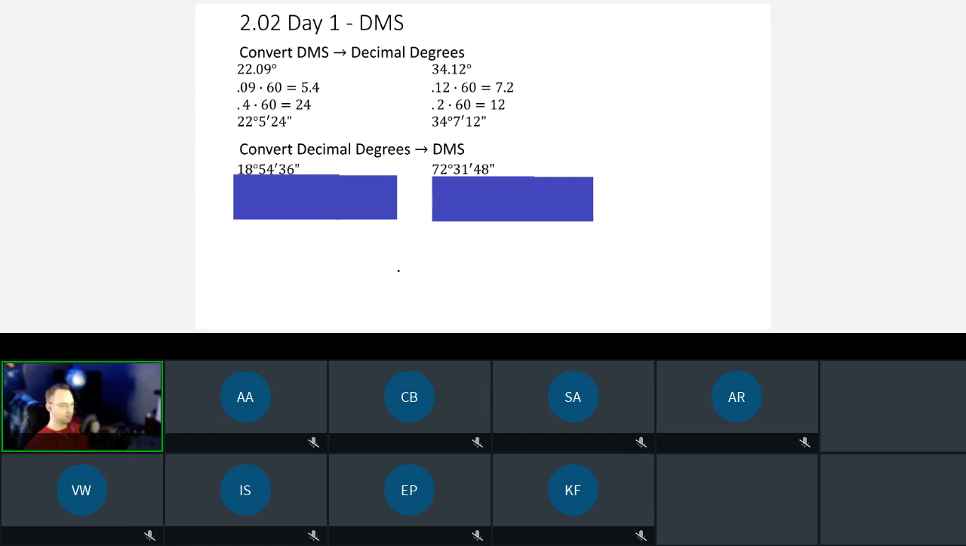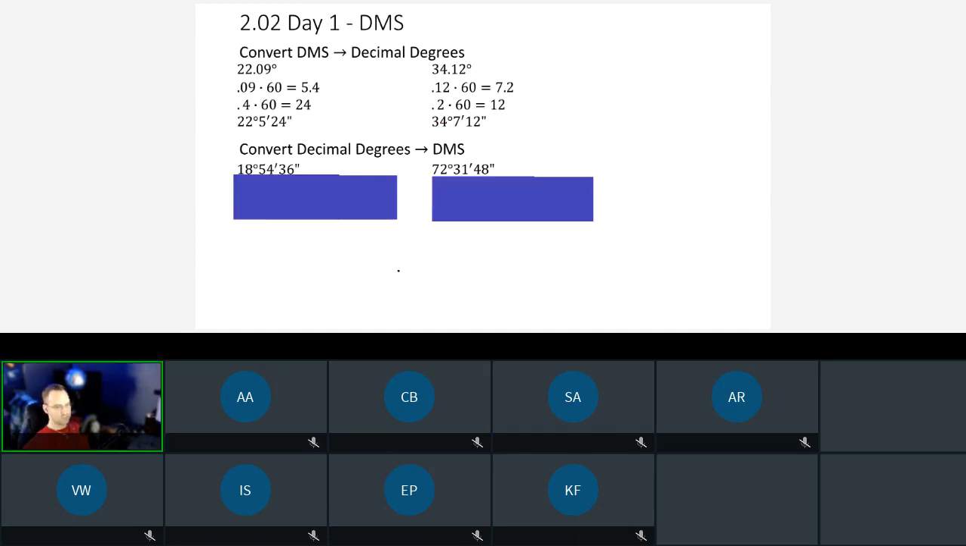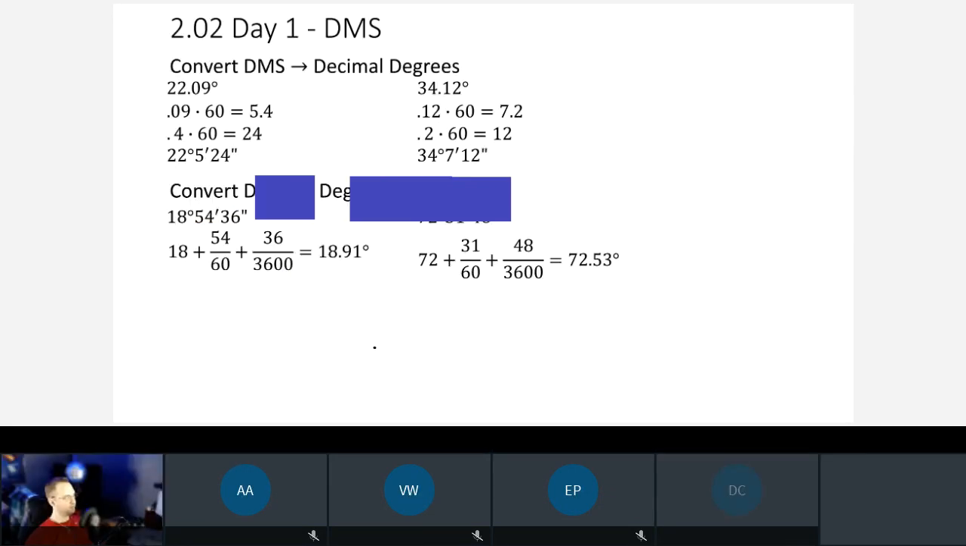Nobody, huh? Okay, well, going on to the next problem then. Nobody knows anything. All right. Just kidding. Here we go. It's easy. You just do 18 plus 54 over 60 plus 36 over 3,600. Does that sound familiar? Yeah, and that's how you want to go from DMS to decimal degrees. And then you just type that in and hit enter, and you get 18.91 degrees.